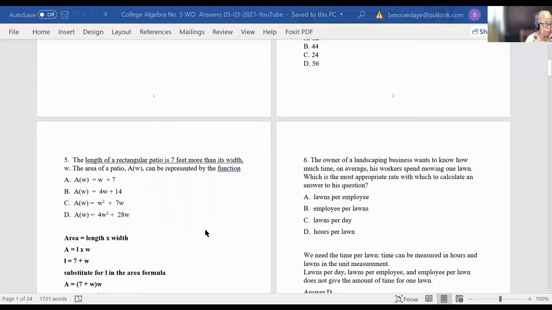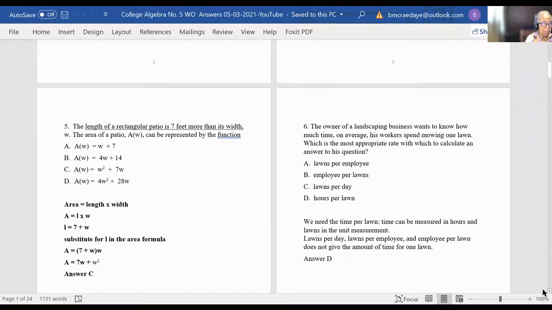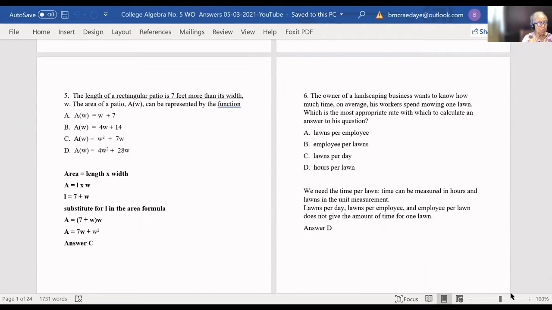Okay, let's start our worksheet, college algebra number 5, and we'll be doing problems 5 through 7. So let me share my screen. And here we are. Okay. So we will be doing problems 5 through 7, and we will be looking at explanation of polynomials.